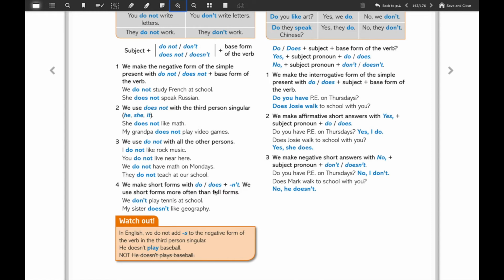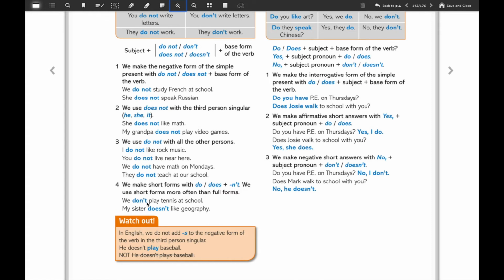Cabe mencionar de que estas versiones más cortas son tanto un aspecto informal más allá que formal. ¿Ya? Si nosotros queremos escribirle una carta al director o aplicar a algún trabajo, por ningún motivo ocupar short form, siempre ocupar las formas que no están en contracción.